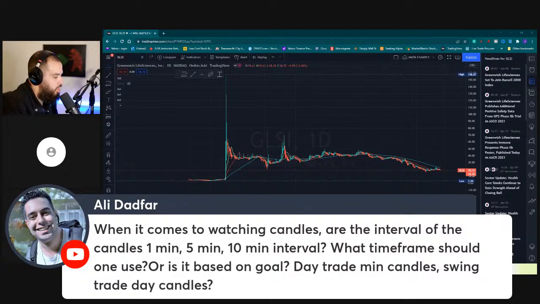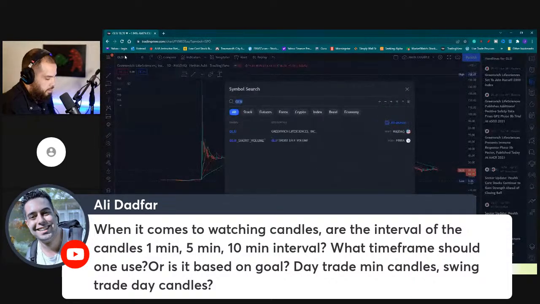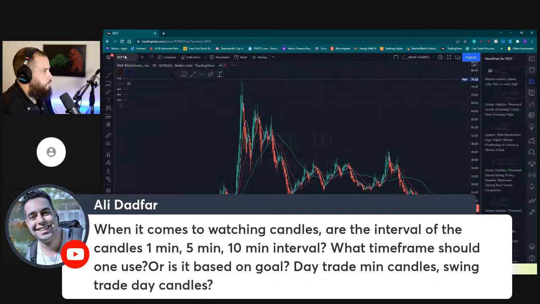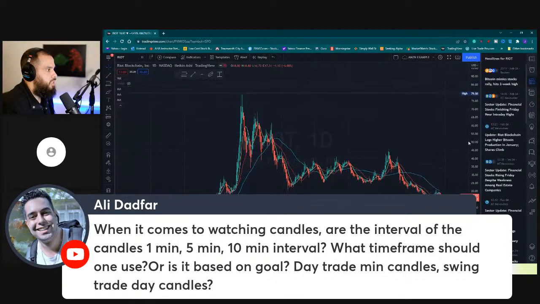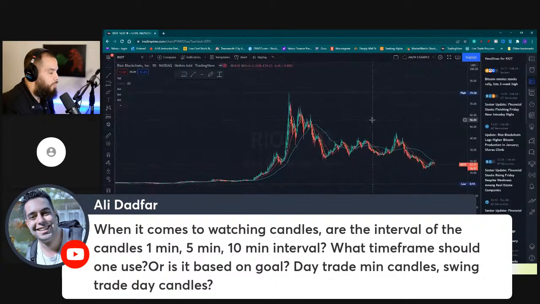Absolutely. So we have a question here. What intervals do you watch? 1 minute, 5 minute, 10 minute? What time frames should I use based on a goal of day trading 5 minutes? So for me, if I'm day trading, if I get a stock like this, or let's say another stock here, let me see. Let's say I'm interested in Riot. So my process, and I'm going to let everybody else share their process too.